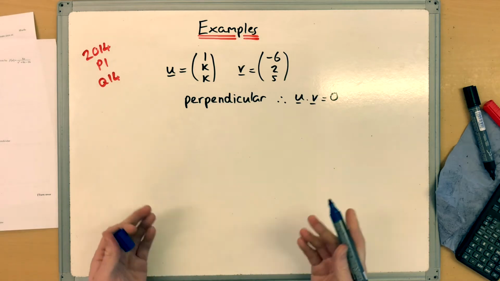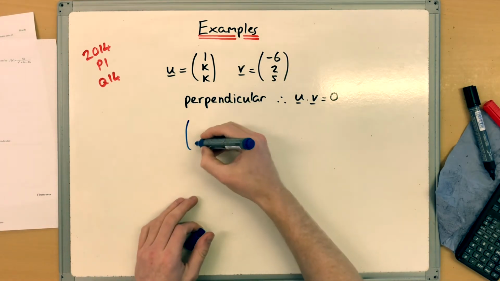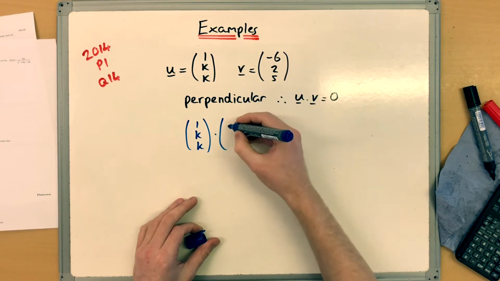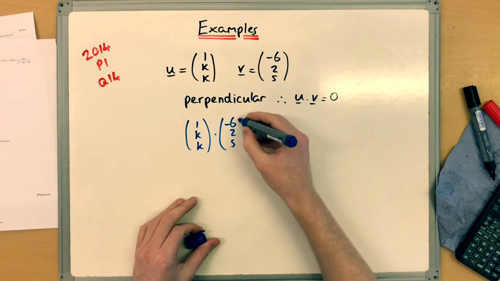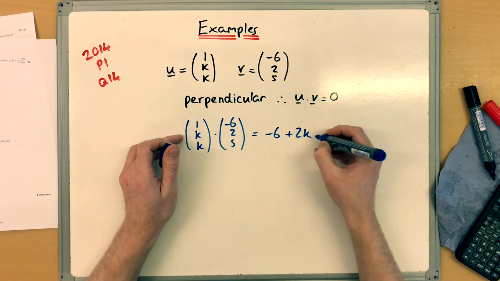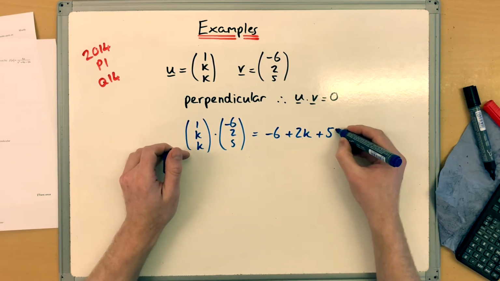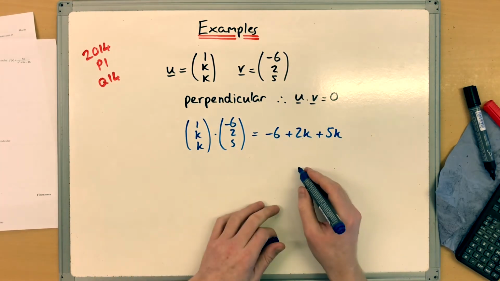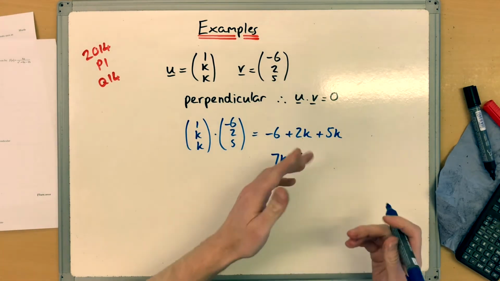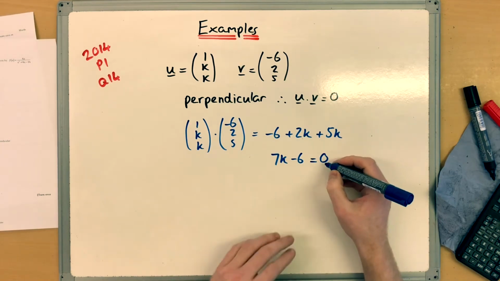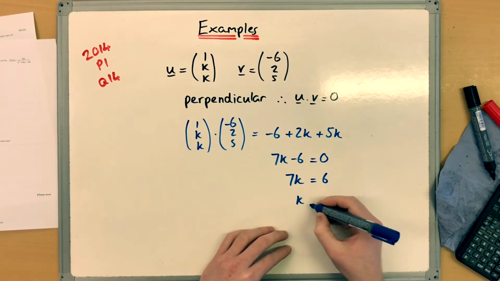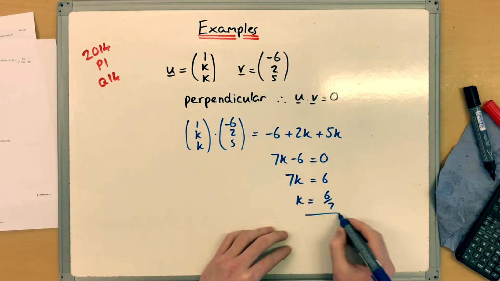So now let's see what we can do with this. Let's find out what the dot product is. I'm not going to get a number because of these k's involved, but I can get an expression. So 1 times minus 6 is minus 6, 2 times k is 2k, and 5 times k is 5k. And that gives me an expression for the dot product of 7k minus 6. Now, what do I know about this? Well, I know that that is equal to 0 because we're perpendicular, and from that, I can solve this. So k must be 6 over 7.